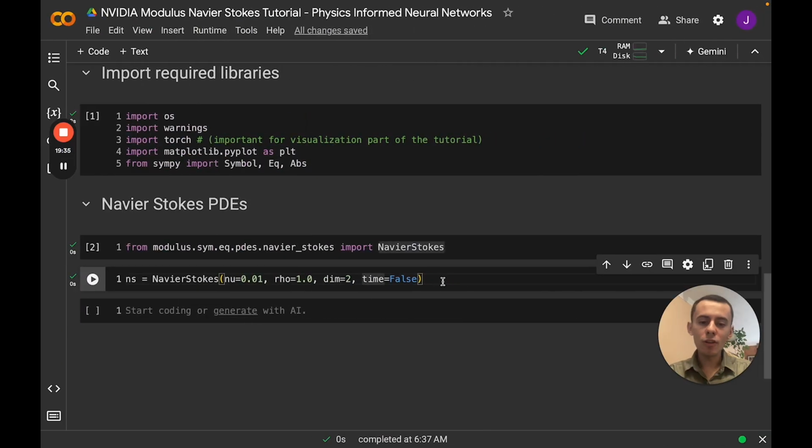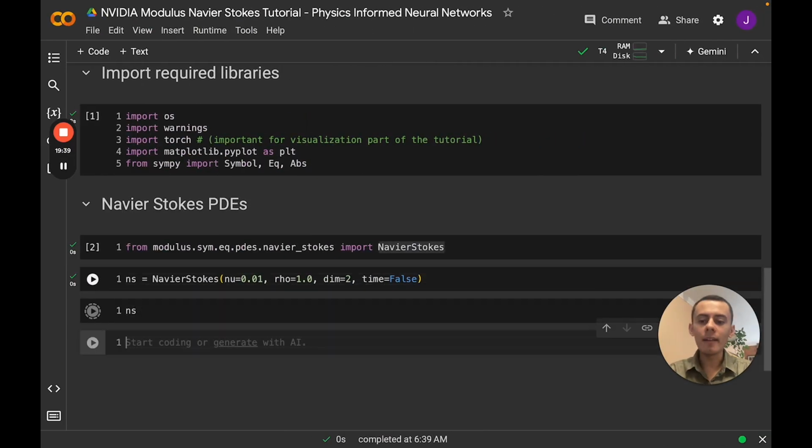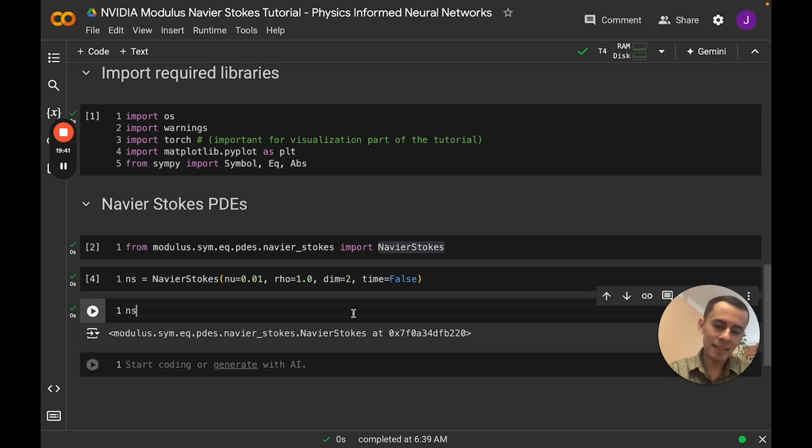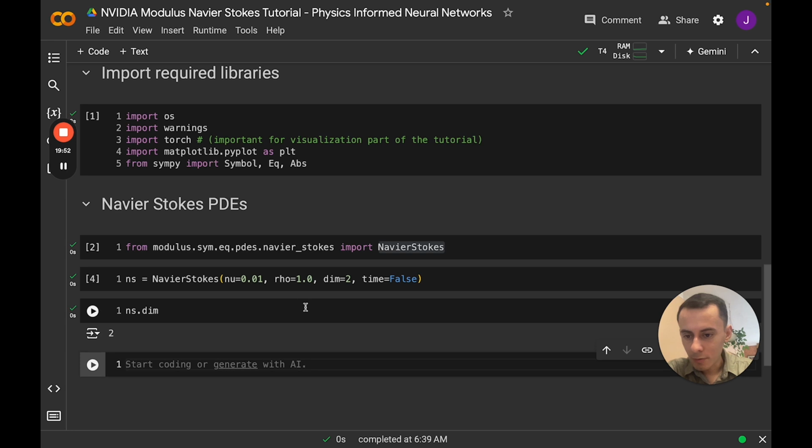Okay, so basically we instantiate the Navier-Stokes object. And what does it have? I mean, we just print it. Well, we can't say anything there, but we can place a dot here and see what it has in it, right? Dimensions, well, obviously that's 2.